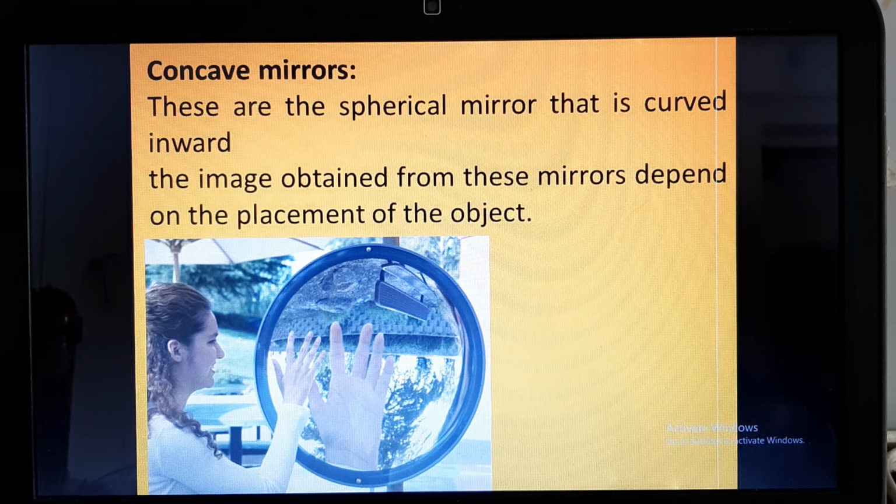Now, the images obtained from these mirrors will depend upon the placement of the object. Like what kind of dependence? On the placement of the object, like if it is placed closer or if it is placed far away, will depend what kind of image is formed. Whether it is real or virtual, inverted or erect, or what will be the size of the image will all be dependent where you have kept the object, right?